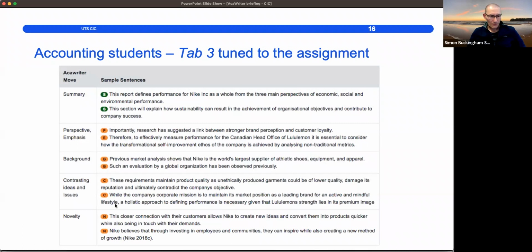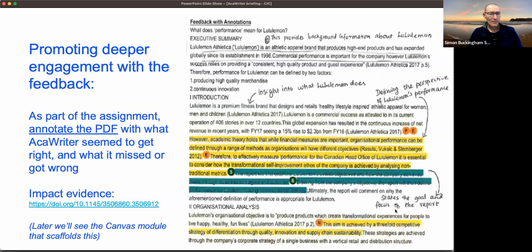And there's the whole tab 3, in fact, showing examples that talk about corporate strategy. Okay, now, another thing we're very interested in as part of our applied research is, well, are the students really engaging well with the feedback? And it became clear that in one subject, this wasn't happening very well.